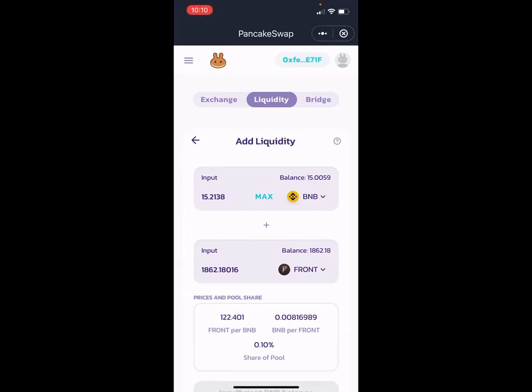You could do several transactions, but just don't be caught with your pants down. Always have some gas fees. So if we do max, then that's 30 Front. So what I'm going to do, so you guys see how I'm figuring that out. The balance right there is 15, almost exactly, of BNB, right?